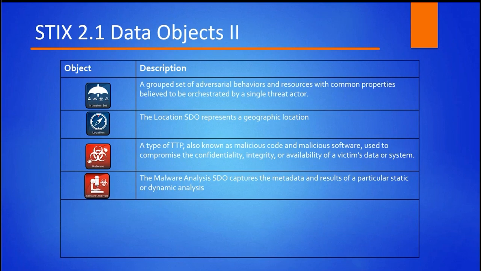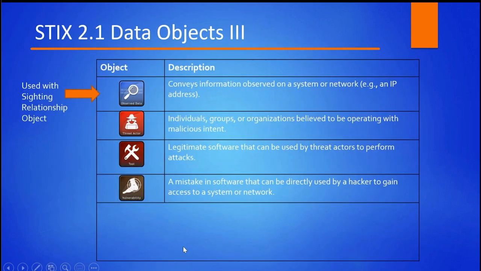We've added a location STIX domain object, which allows us to include lat-long and cities and regions, which is really important as you start to drill down into attribution, if you're going there. And then I talked a little earlier about malware and how we're beginning to use malware and differentiate that from malware analysis. We also have this observed data, which we're using with the sighting relationship.